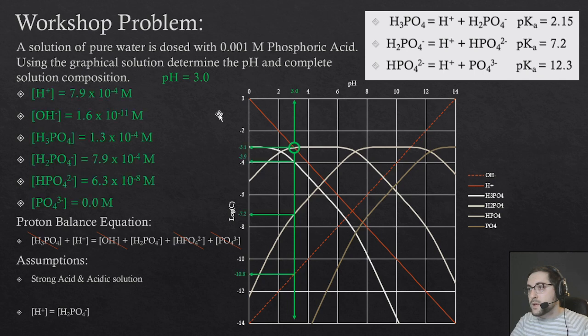And so from there, we can find the concentration of all the other species just by drawing a vertical line down, looking at all the points where the lines intersect, and then coming across and finding their log concentration. And then once we have their log concentration, we can just go 10 to that power, and we have all the concentrations of the species in our solution, the entire solution composition. That's it. That's how you do it. That's the graphical solution for solving acids and bases.